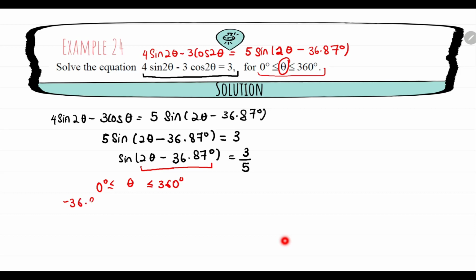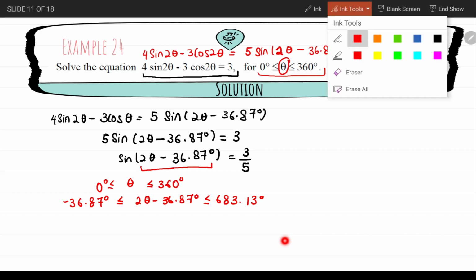So, the new range will be negative 36.87 degrees up to 2θ − 36.87 degrees up to 683.13 degrees. Now, this is really important that you find your new range. After we find the new range, we continue with finding the suitable quadrant.